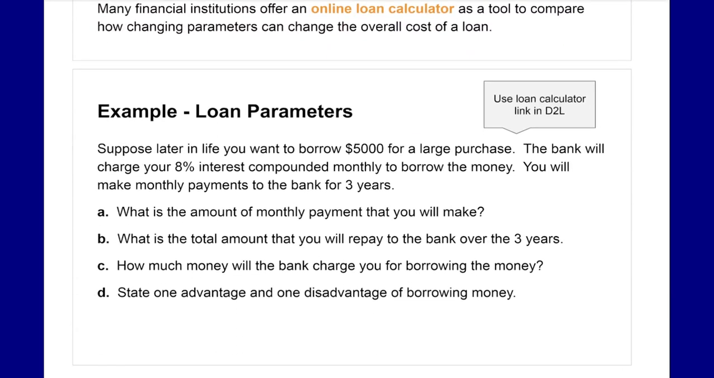So suppose later in life you want to borrow $5,000 for a large purchase. The bank will charge you 8% interest compounded monthly to borrow the money. You will make monthly payments to the bank for 3 years. So the parameters: it's a $5,000 loan, 8% interest compounded monthly, and you're going to take 3 years to pay that back, making monthly payments. Let's go to our loan calculator and figure out what the amount of the monthly payment would be.